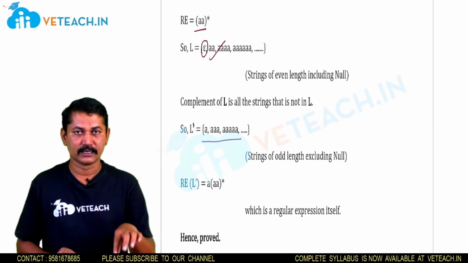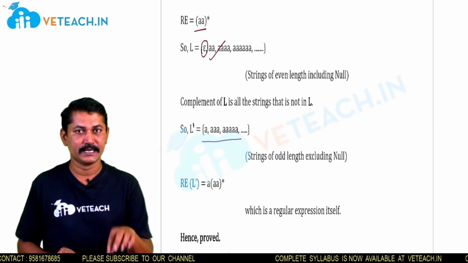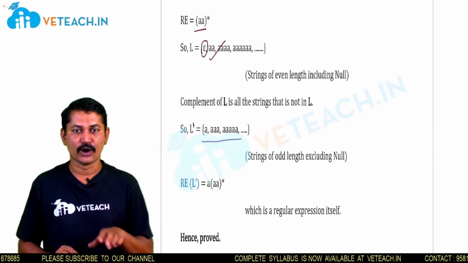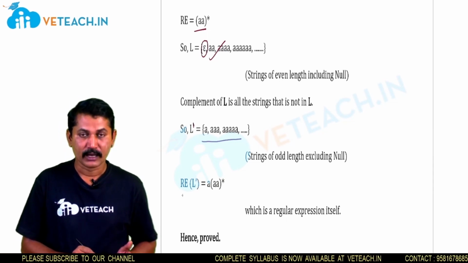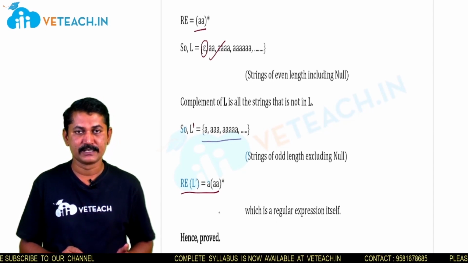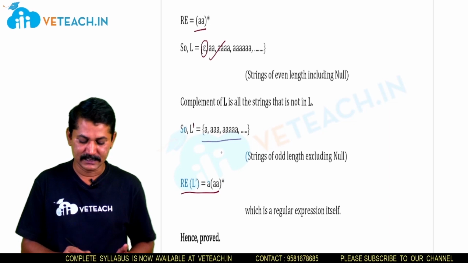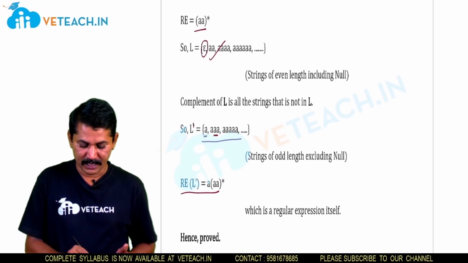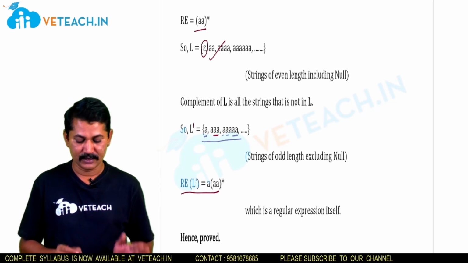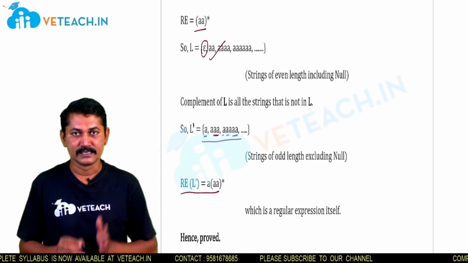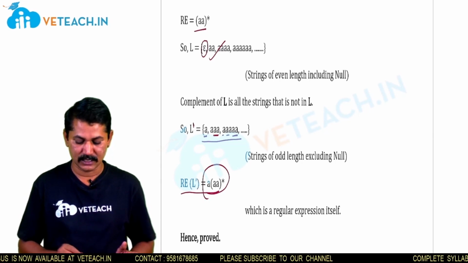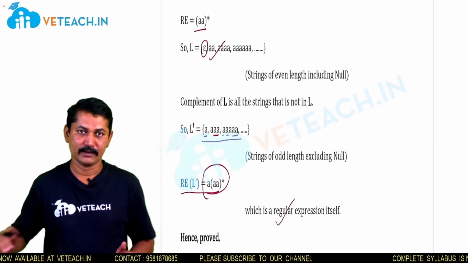That means the given language under the regular expression is of even strings and the complement is given as the odd strings. So the regular expression which we can define for the result, that means the complement of the language, is like this: the resultant regular expression is of the form A(AA)*, which is regular.